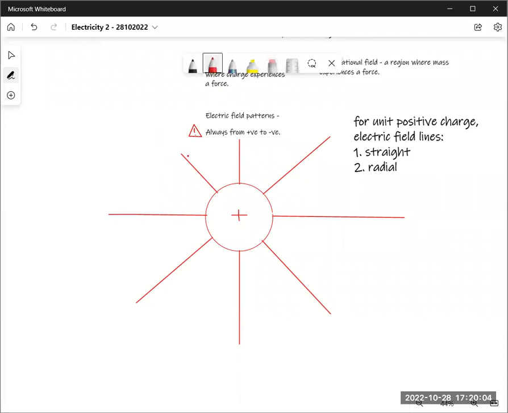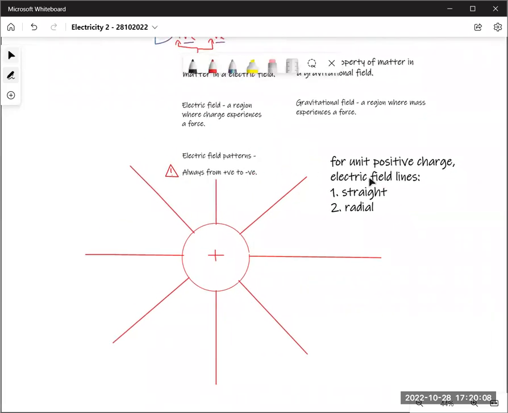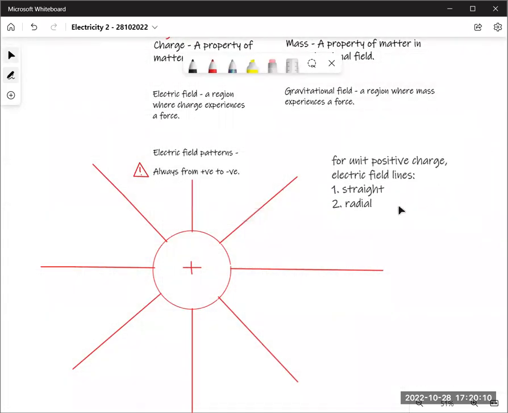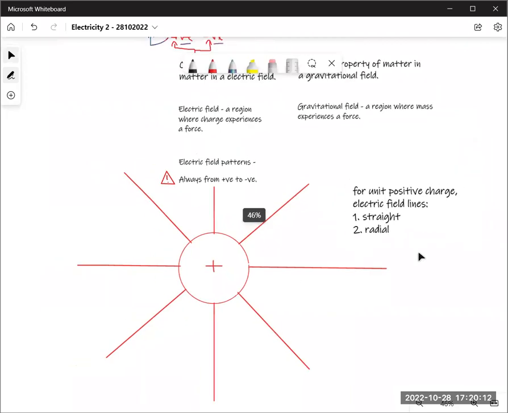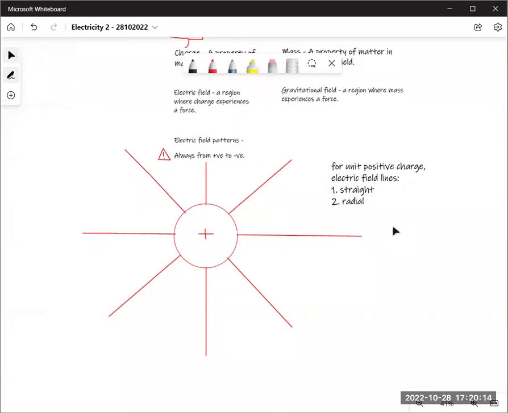Do we write the points from unit positive charge first, or do we draw and then write? First you draw and then write beside it. Or write this first, then draw. Okay.